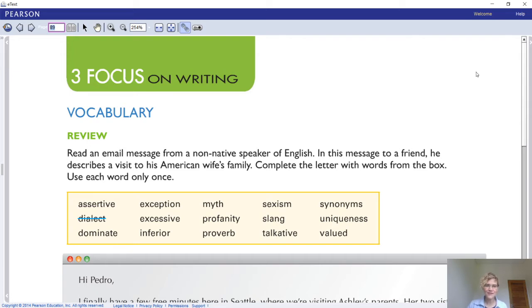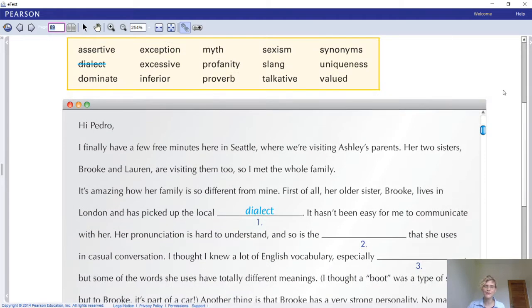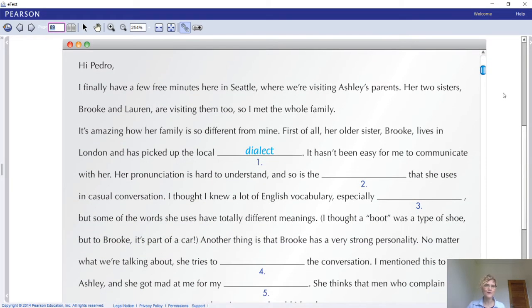Read an email message from a non-native speaker of English. In this message to a friend, he describes a visit to his American wife's family. Now complete the letter with the words from the box and use each word only once. We've got assertive, dialect, dominate, exception, excessive, inferior, myth, profanity, proverb, sexism, slang, talkative, synonyms, uniqueness, and valued. I'm going to give you some time to read the letter to Hi Pedro and fill in the blanks with the correct words. Go ahead.